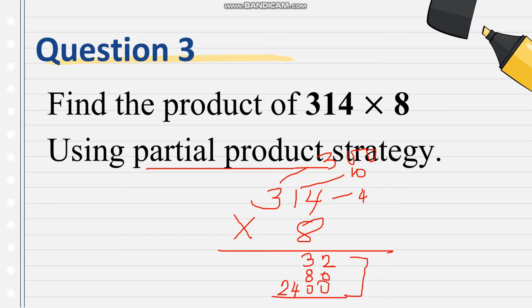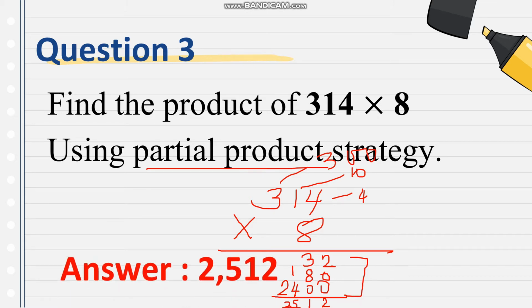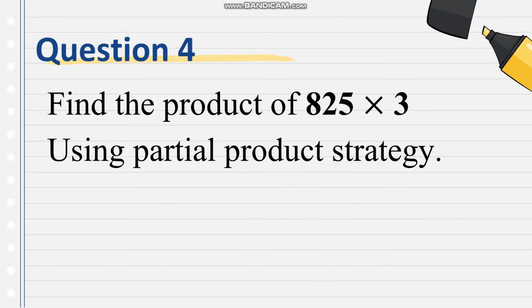2 plus 0 plus 0 is 2. 8 plus 3 is 11, we group 1. 4 plus 1 is 5, then bring down 2. So the answer is 2,512. Question number 4. Find the product of 825 multiplied by 3 using the partial product strategy.